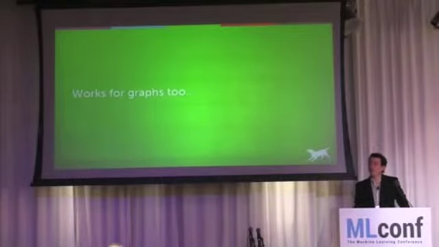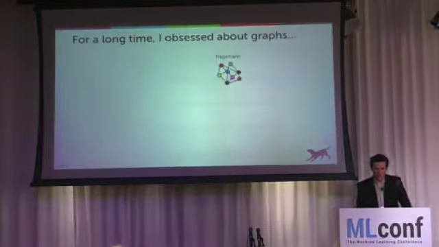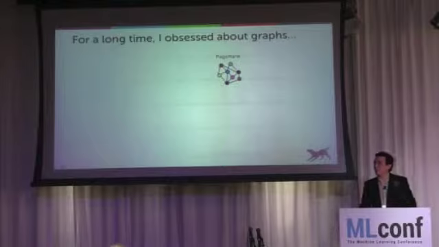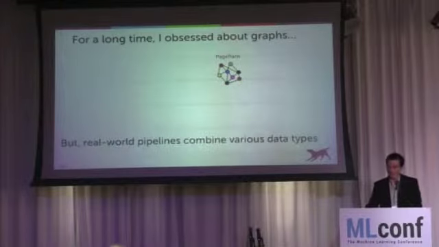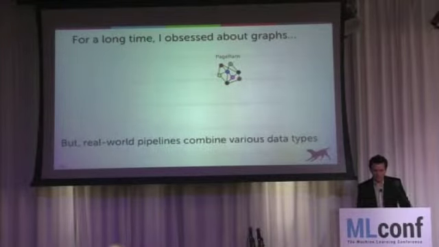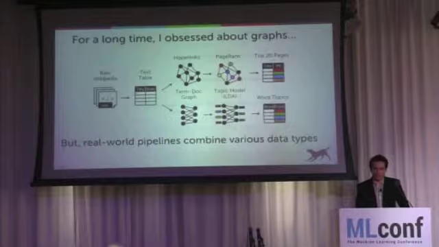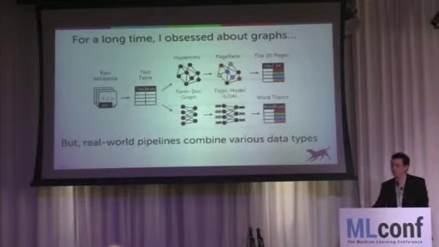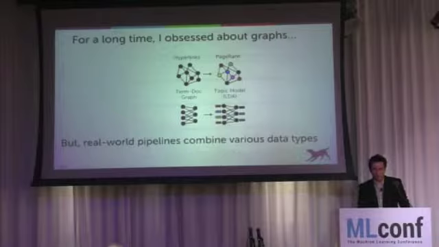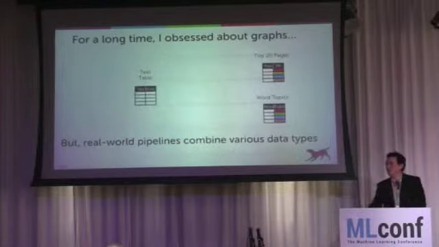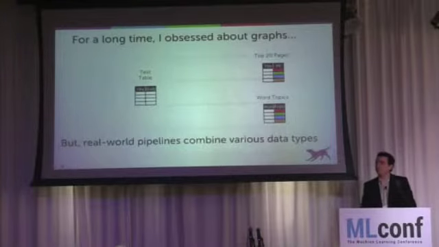And it works for graphs too. So for a long time, I've been obsessed about graphs, and many of you already know that. And you can imagine computing PageRank on a graph. But in real-world settings, data doesn't come to you as graphs. Often data starts as, say, raw text from Wikipedia, which gets transformed as a table, which then gets transformed as graphs. So you have to interact between tables, graphs, and text. And part of what we did in the design of S-frames is provide one representation that can deal with all sorts of different data types.